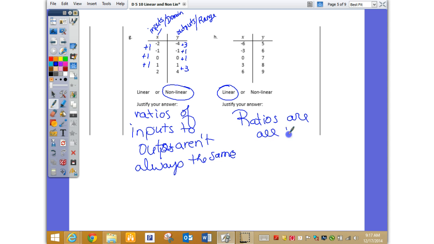are all the same. Because what did we do here? We did +3 to everything. Here we did a +1. So our ratios are 3 to 1, 3 to 1. Over here they're 1 to 3, 1 to 1, 1 to 1, 1 to 3. They're different. The ratios are different. Here your ratios are all the same.